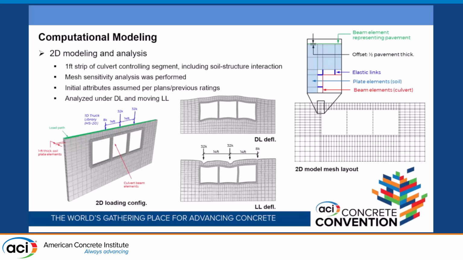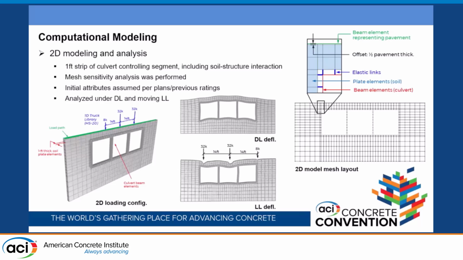For modeling the culverts in 2D, a 1 foot strip is common practice for load rating. In this case, we included the soil structure interaction using plate elements. Before doing the heavy analysis on this project, we did a mesh sensitivity analysis to identify how much of the soil we needed to include. We were dealing with a lot of analysis and computation, and with the time crunch, we wanted to be computationally efficient without sacrificing accuracy.